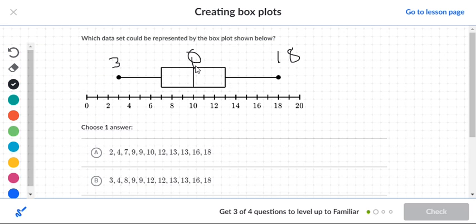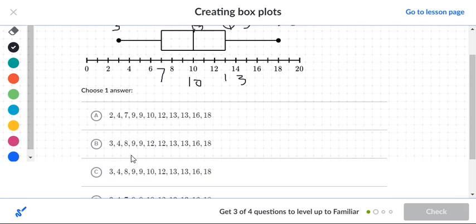Next, we want quartile 2 to be 10. So we want 10 to be exactly in the middle. We want quartile 1 to be 7, and we want quartile 3 to be 13. So we want 7 and 13 with 10 in the middle. Okay, so A is out. And we're looking for 10 here in the middle.